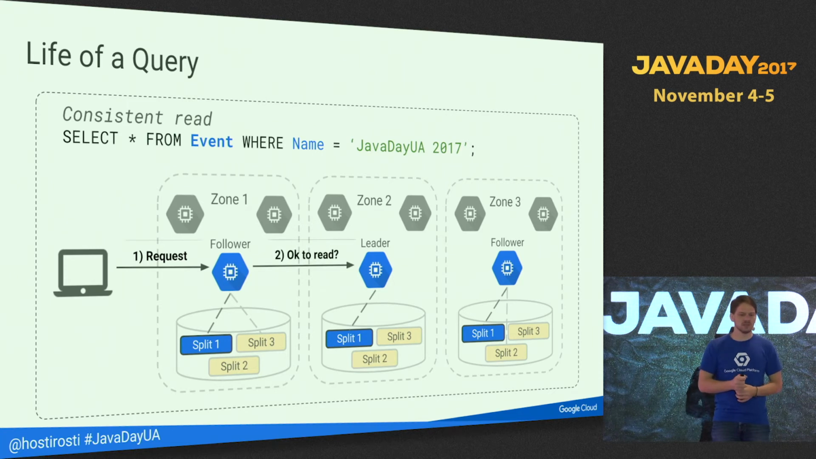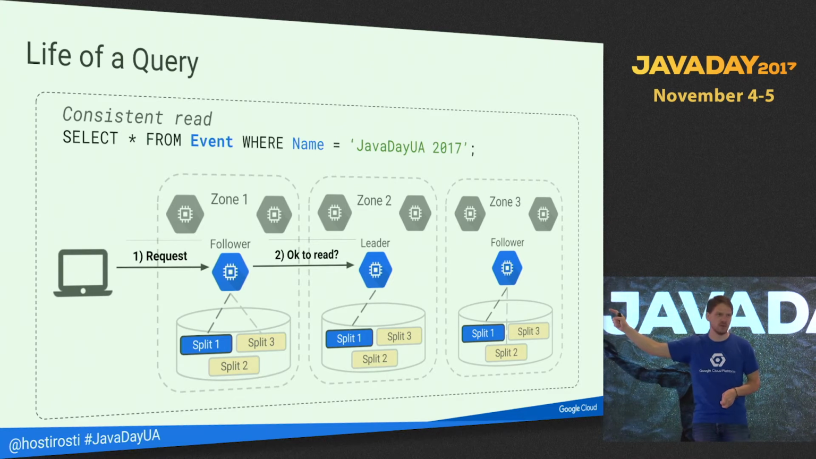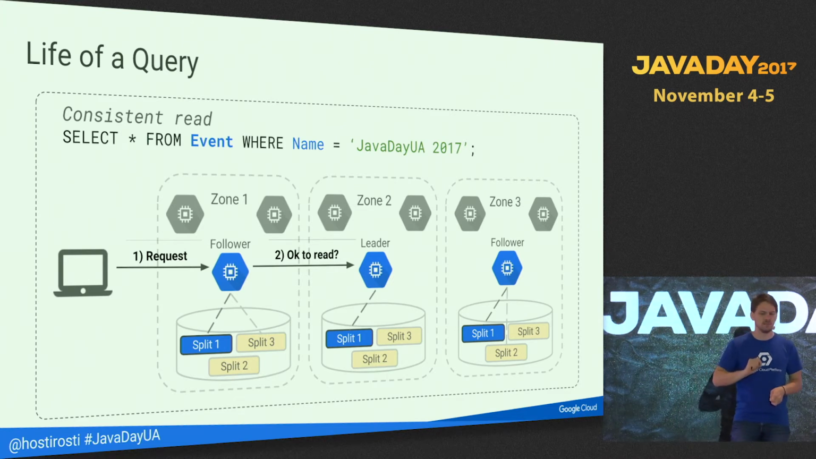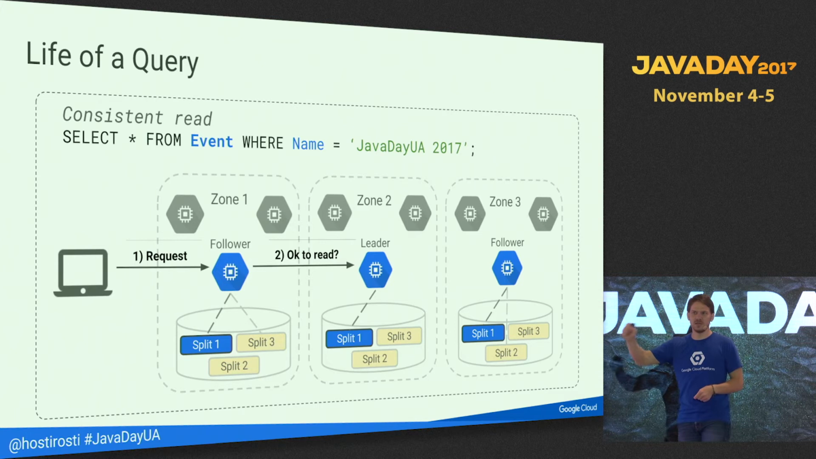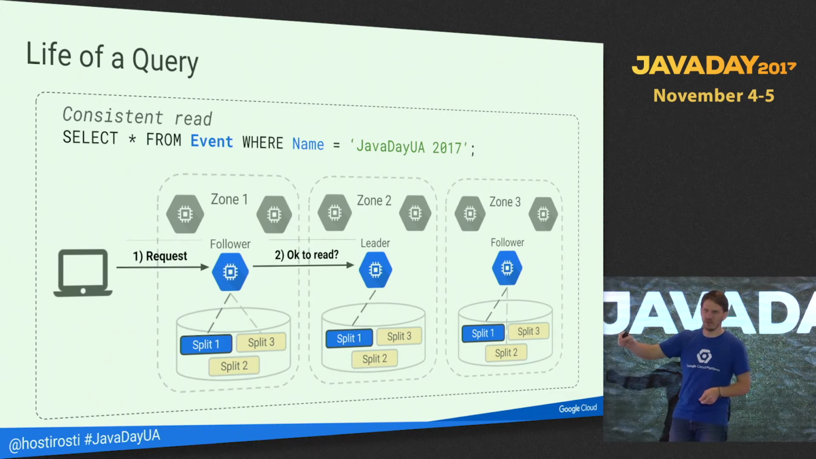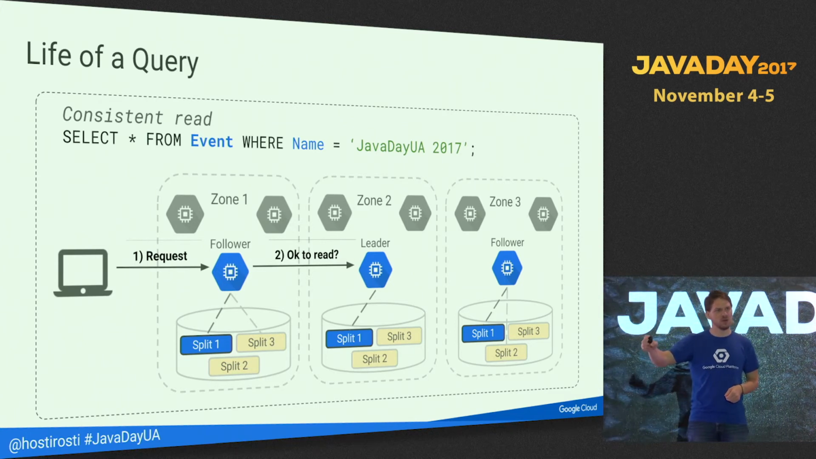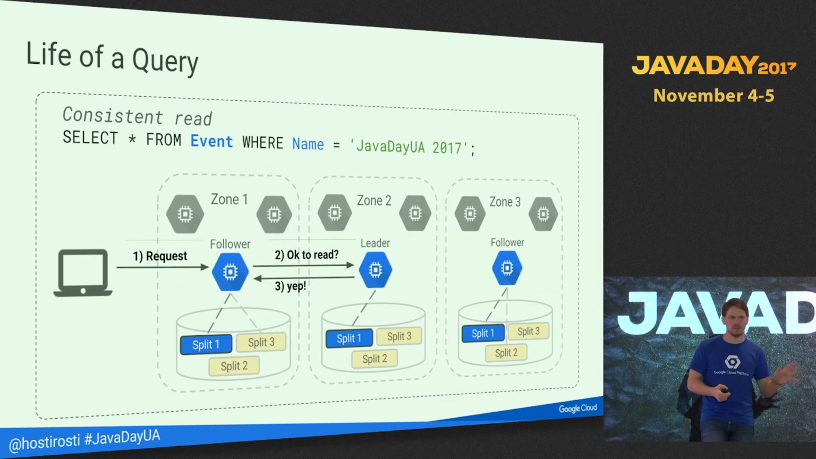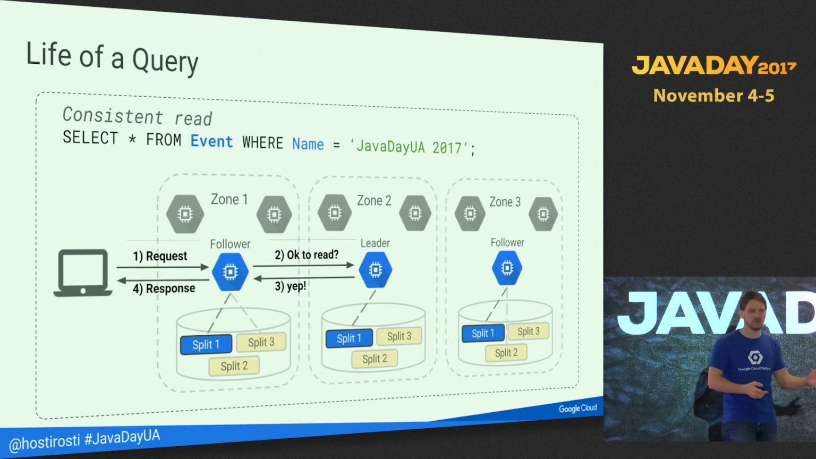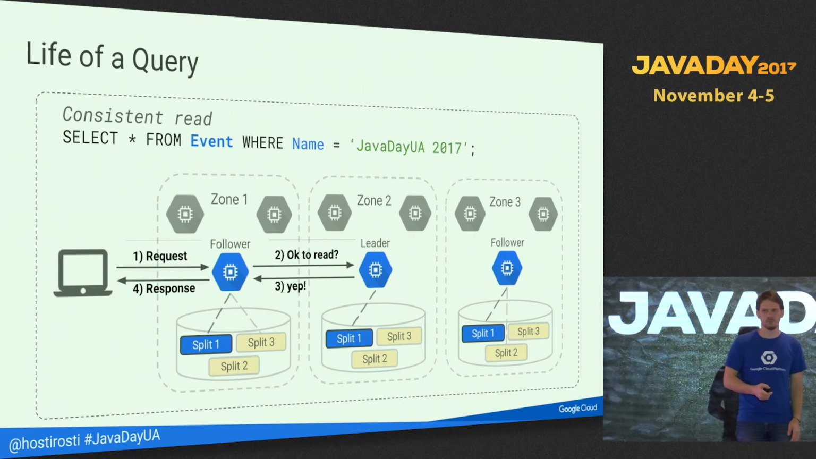Now the follower, since this is a consistent, and in this case actually a strong consistent read, I want to make sure that I see the latest data. The follower basically goes to the leader of the Paxos group for the split and asks, hey, do I have the latest data? It basically sends a timestamp and says, hey, this is the timestamp of the data that I have. Is that the latest one? And if it is the latest one, the leader will just respond back, yeah, you have the latest data. And then the follower will serve that data.